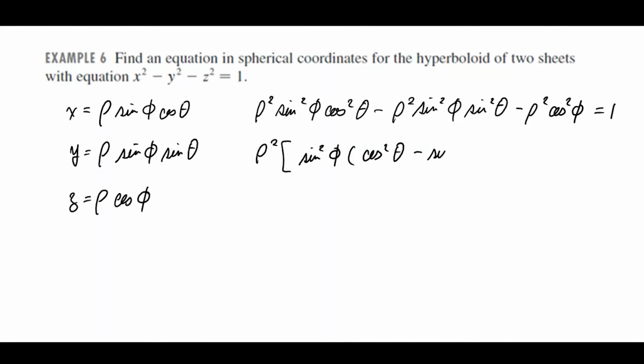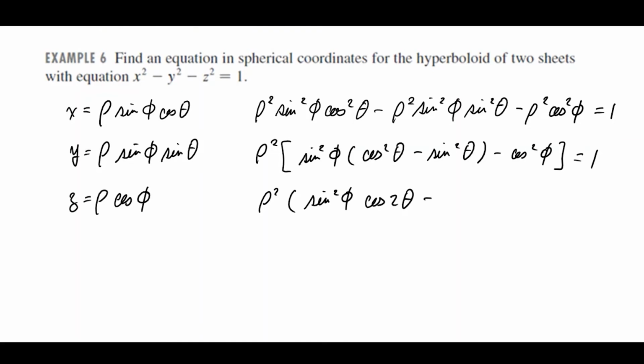Okay, continue. Sine squared. Do they cancel? No, they don't cancel. But we know an identity about that one too, okay? So minus cosine squared phi is equal to 1, right? And we can stop, but if you want to make it pretty, sine squared phi, and this thing is cosine 2 theta. You remember that identity? And this is as pretty as it's going to get. Question?